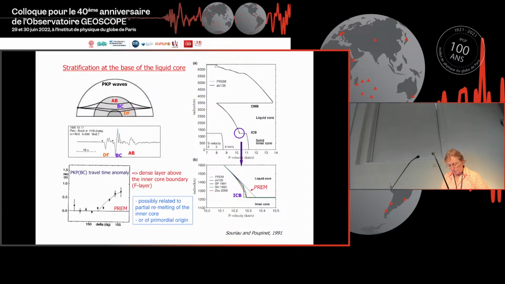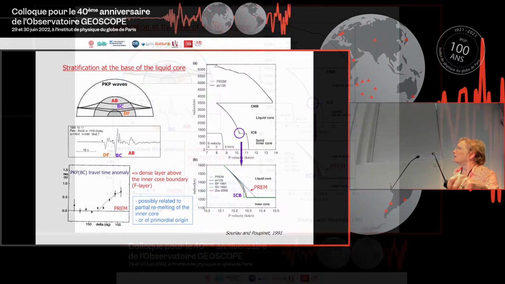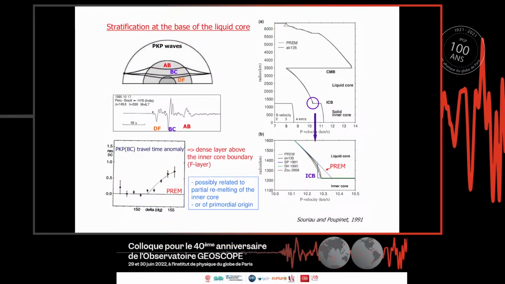Now, looking at the base of the liquid core, I told you the results, we will consider this path here, PKP-BC, which corresponds to a wave which samples the base of the liquid core. This wave is well observed here. It's a very clear wave, but it is observed only in a rather short interval of distance. Looking at the arrival time of this wave compared to PREM, you see that at some distance, this wave departs significantly from PREM.